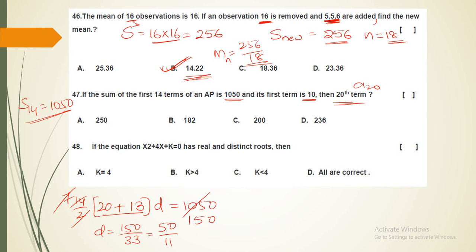Now what did he ask? A20. So A20 is equal to A plus 19D. From this, A is 10 plus 19 into D, which is 50 by 11. Sorry, here D is only for 13, no? Sorry.